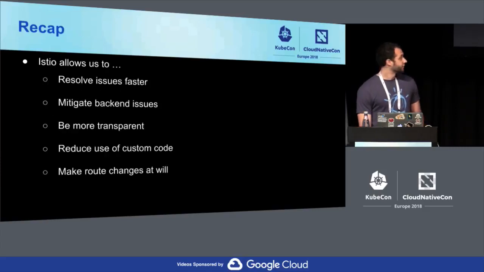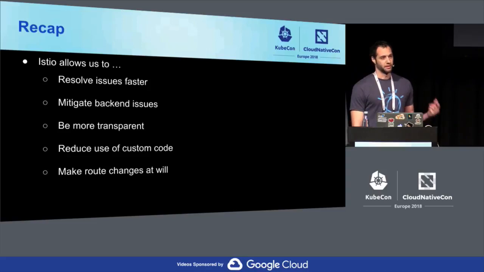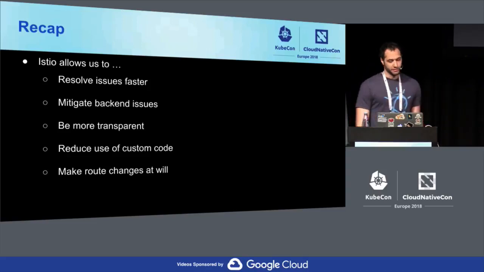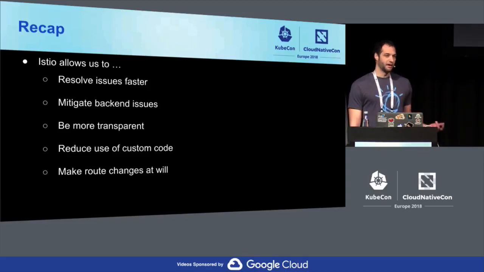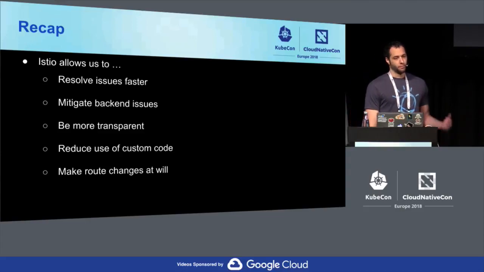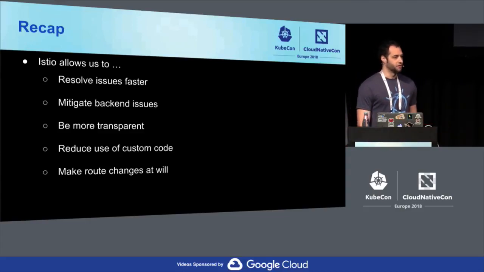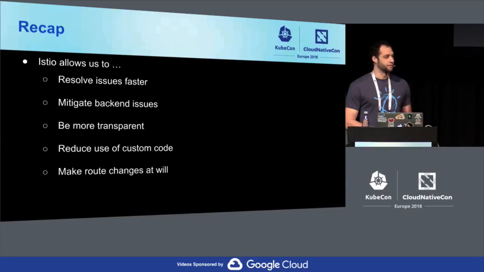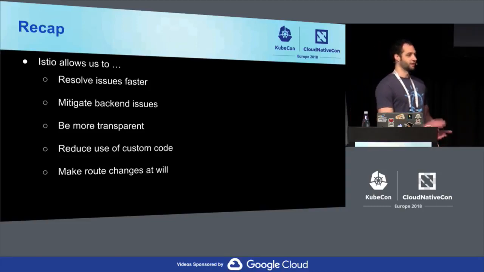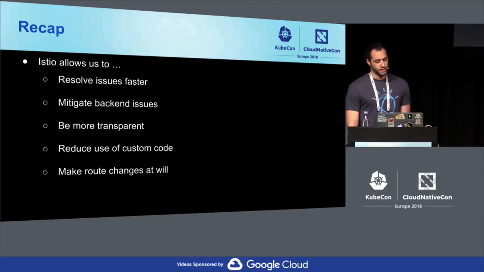So as a recap, Istio allows us to resolve issues a lot faster, and I just showed you an example of that. We now have the ability, when APIs are having issues, to offer some sort of mitigation for them. So if they know that they're going to have problems, we can circuit break, we can cut them off until they're healthy again.